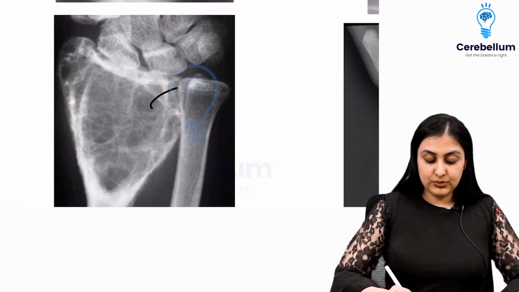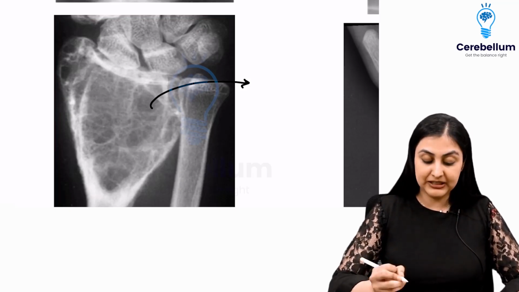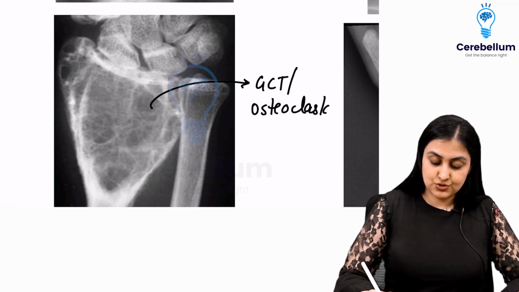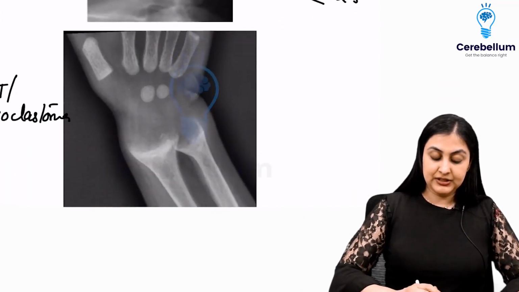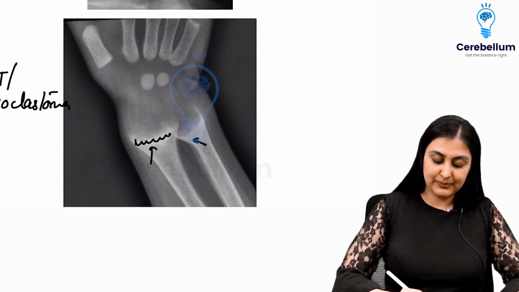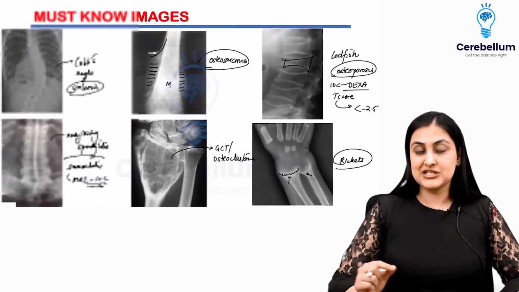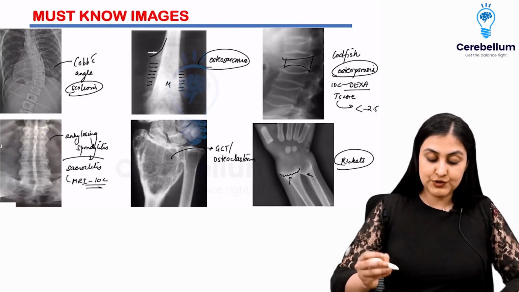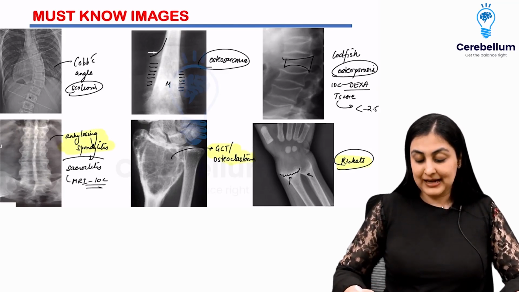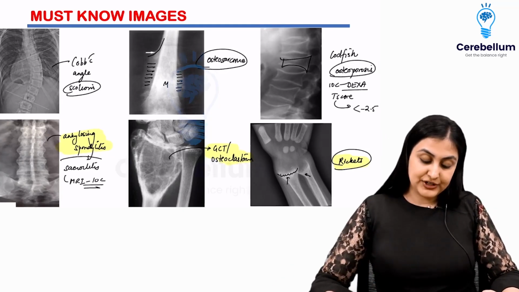Very, very important, tumor, distal end of radius, epiphysis, fused skeletal plate, meaning an older patient. This is GCT or osteoclastoma. And finally, here the distal end of radius and ulna of this child is irregular with metaphyseal cupping and splaying. So this is rickets. Right, so 6 images, very, very important: scoliosis, osteosarcoma, osteoporosis, ankylosing spondylitis, GCT and rickets. Okay, so this is our takeaway from musculoskeletal radiology.